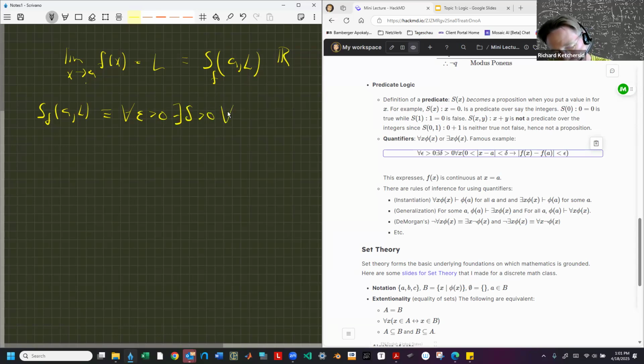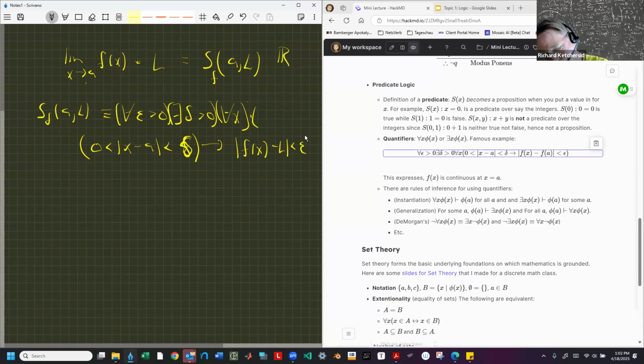such that for all x, and now put some parentheses. Again, you might put parentheses around various parts just to make sure. So for all x, if 0 is less than the absolute value of x minus a, which is less than delta, then, here's our if-then, that's the hypothesis, then the absolute value of f of x minus L is less than epsilon.